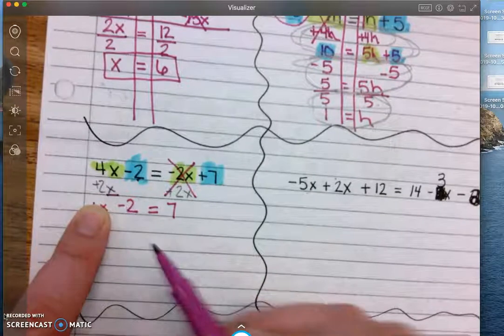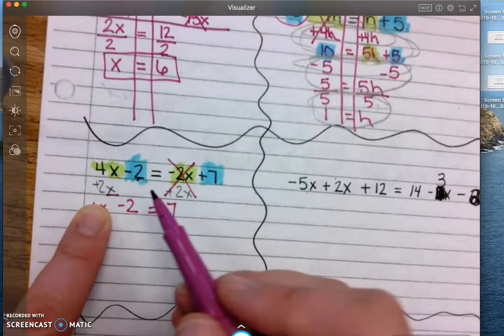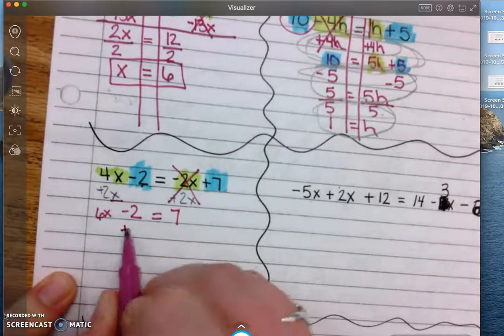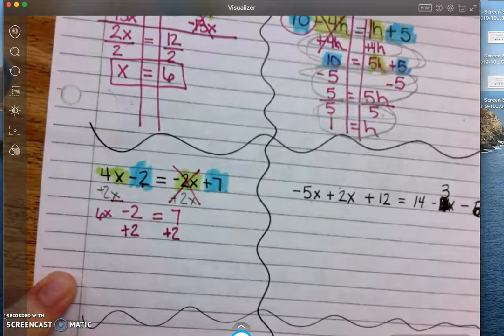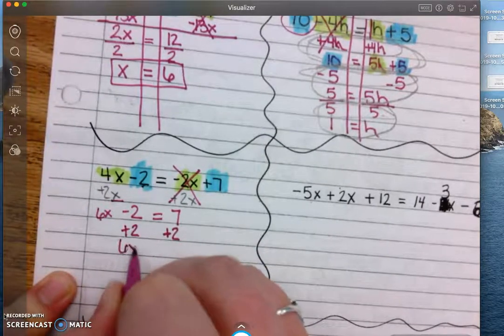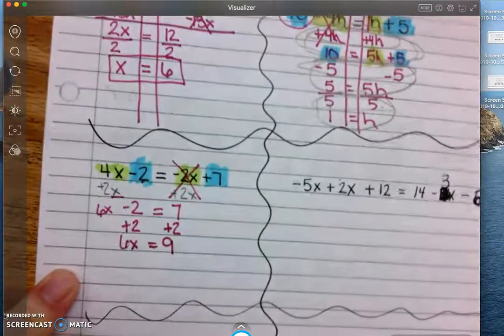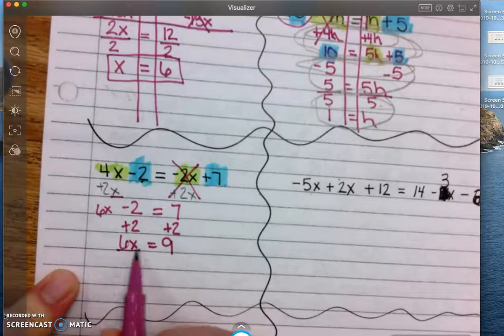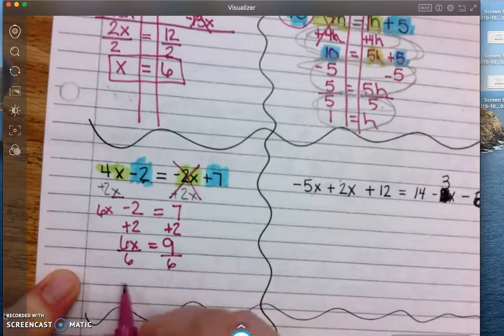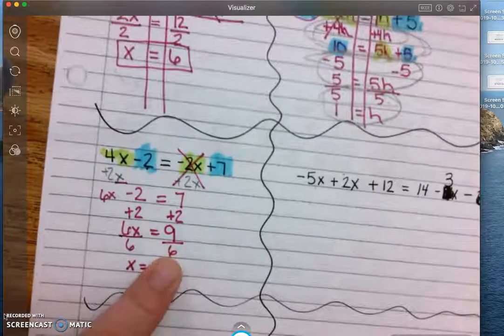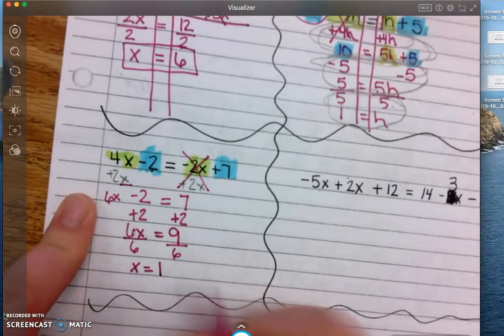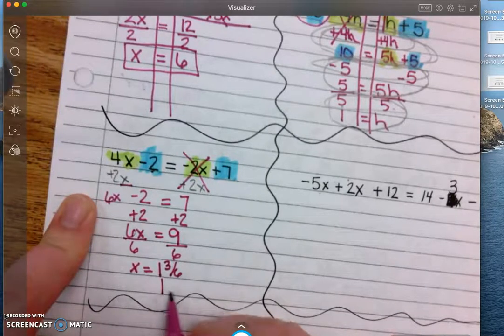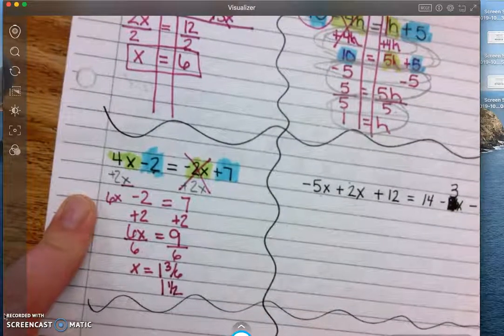One has a variable and one's just a constant. They're not like terms, so you cannot combine them. All right, then I would add 2 on both sides, and I get 6x equals 9. I have to divide both sides by 6. X equals, and we're going to do 6 goes into 9 one time with a remainder of 3, which would be 1/2. So 1/2.